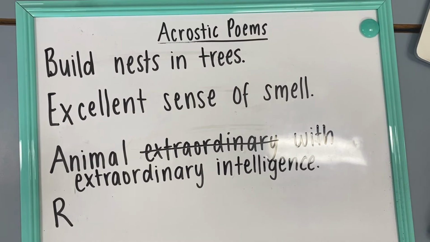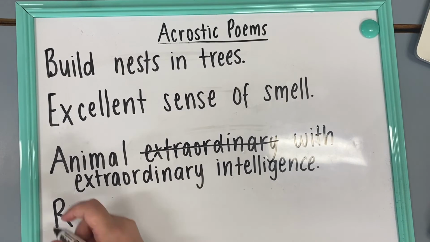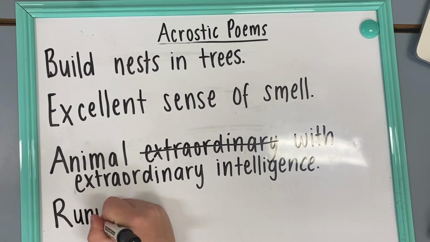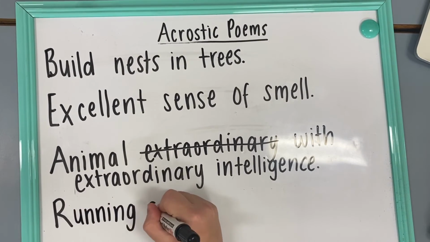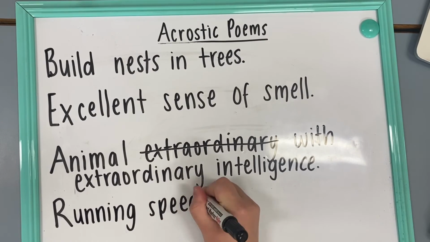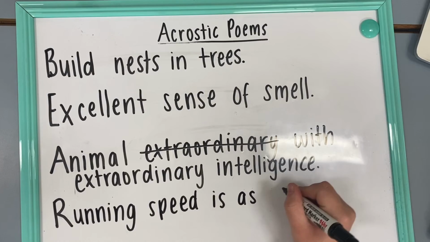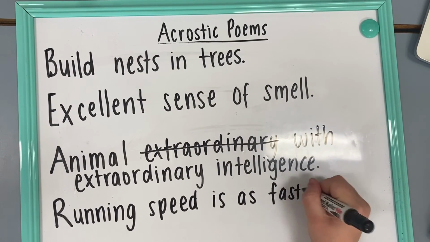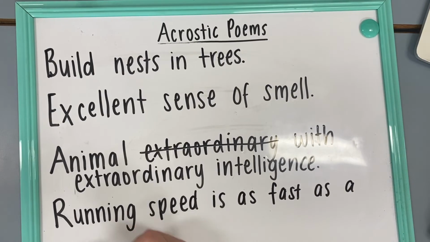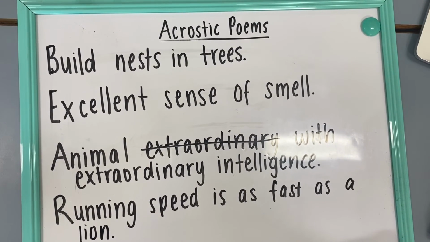My last fact needs to start with an R, and I read, which I thought was really cool, that bears can run as fast as a lion. Now that's pretty fast if you ask me. So I'm going to write that they have a running speed that's as fast as a lion, and a full stop at the end there. So that is my finished acrostic poem.